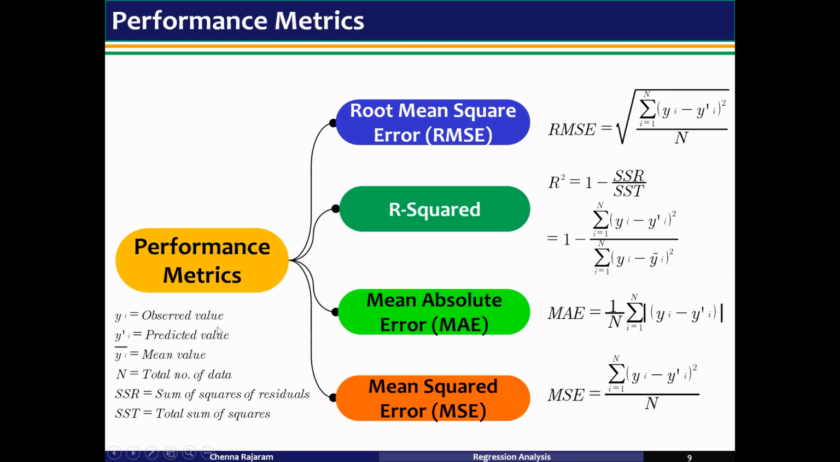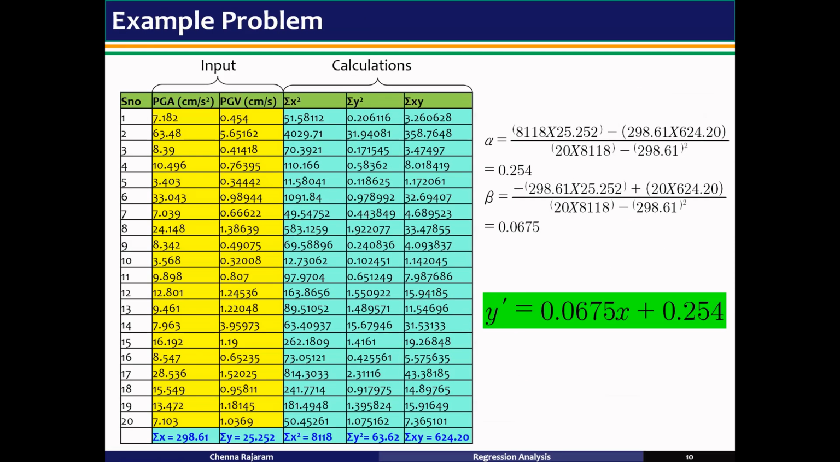Yi is equal to the observed value, yi prime is equal to the predicted value, yi bar is equal to the mean value, n is equal to the total number of data points, SSR is the sum of squares of residuals, SST is the total sum of squares. Now we'll go to the example problem.